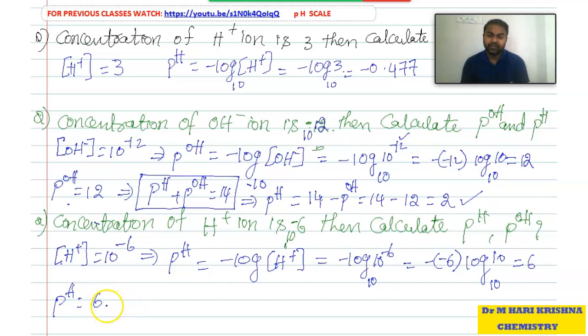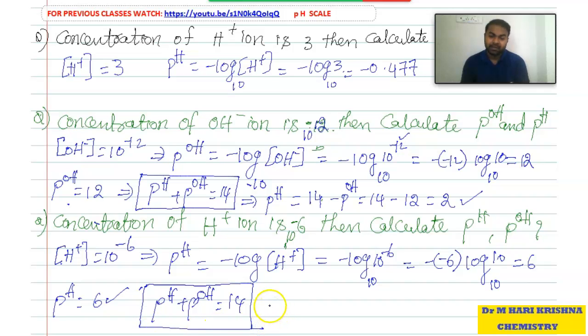So now we know the formula, pH plus pOH equal to 14. So based on this equation, we know the pH value. So pOH equal to 14 minus pH. So 14 minus 6. Students, 14 minus 6, how much? So 8. So the answer is pOH is 8.